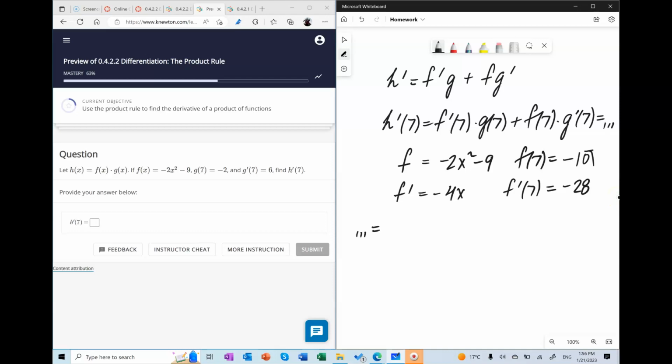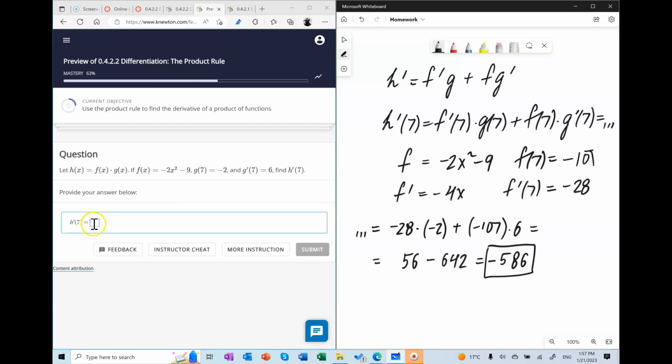f prime of 7 is negative 28. g of 7 is given to be negative 2. Plus f of 7 is negative 107. And g prime of 7 is 6. Now, previously I said I didn't want to reach out for my calculator this time. I also feel lazy, but I was going to show you another way of doing this. Hopefully I got this one right. So what's 56 minus 42? It's 14. So that should be the answer.